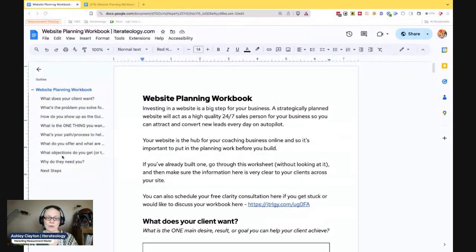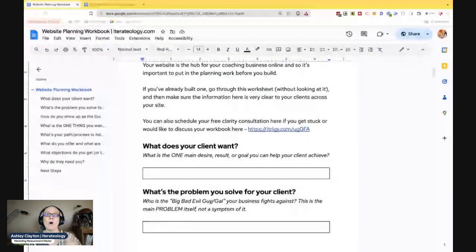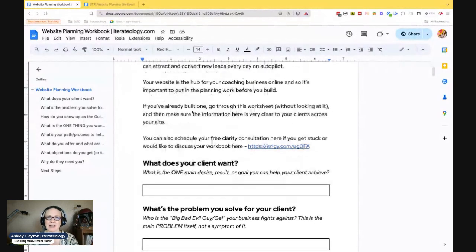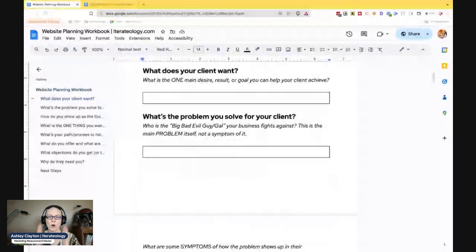I have your blank copy here, and then I'll flip over to mine so you can see what one looks like filled out and even get a little sneak preview of where I'm headed in my own core offers of the business. I'm not going to read the instructions because I believe you can read, but it all really starts with what does your client want?